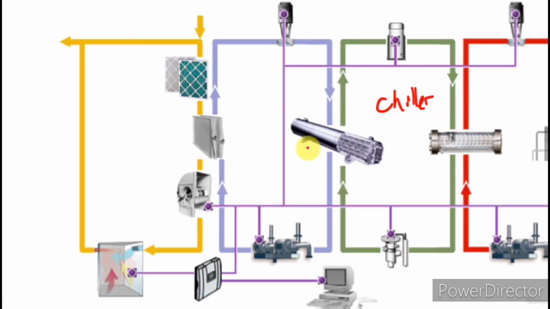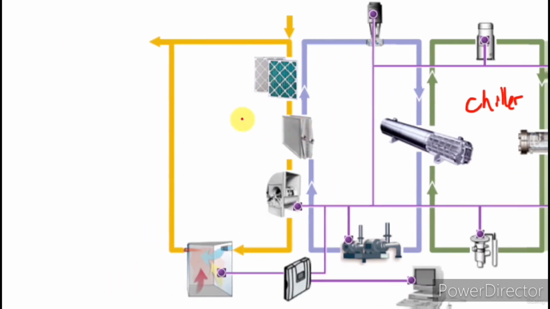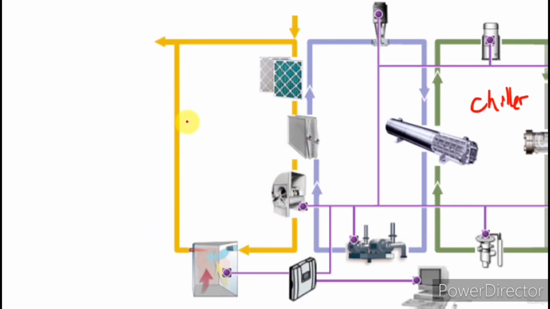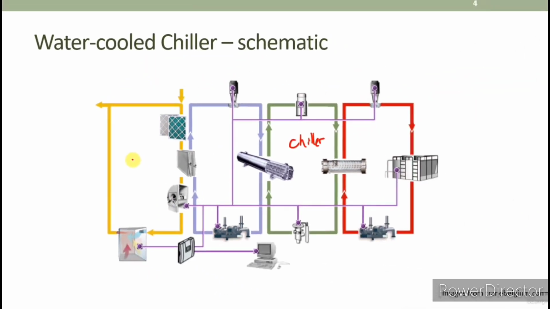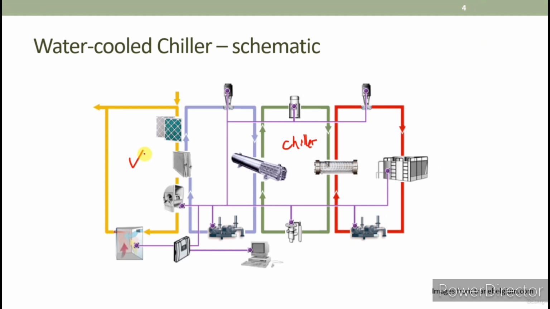Next, we have the chilled water loop. You have the chilled water pump over here, circulating the chilled water around to different cooling coils in the building. Lastly, the yellow loop is the air loop, which represents the air distribution system. So in this course, I will cover extensively on this particular loop, which is the air side of HVAC system.